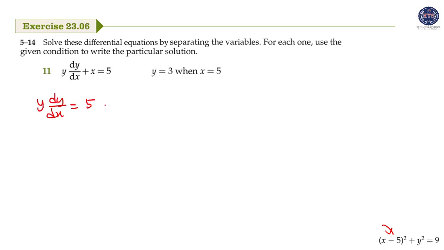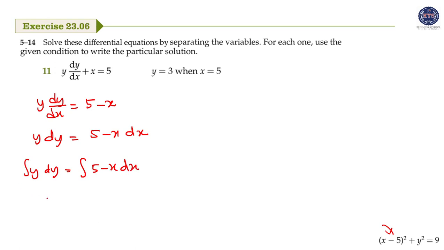First it becomes 5 minus x, and then y dy equals 5 minus x dx. Integrate: the integral of y is y squared over 2 plus c1, the integral of 5 is 5x, the integral of x is x squared over 2 plus c2.